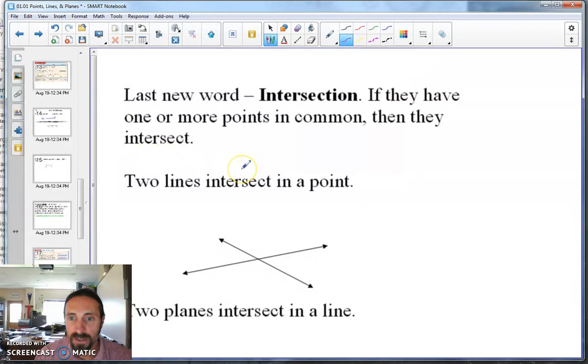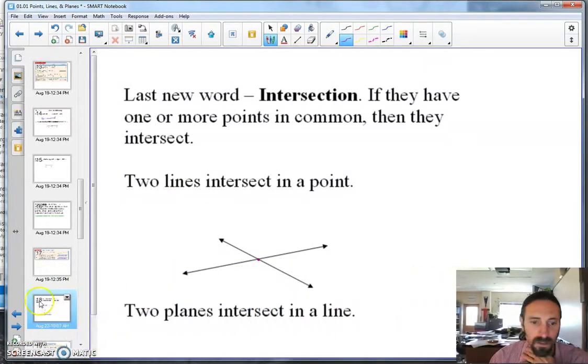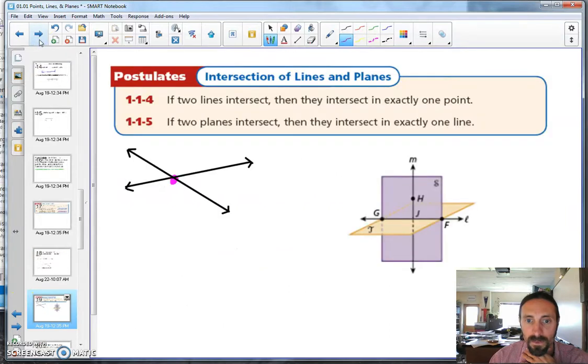Last new word we're going to talk about today is intersection. If they have one or more points in common, they intersect. Okay? So 2 lines intersect in a point right there. 2 planes intersect in a line, and I'll show you a picture of that over here. Let me move my face again. There we go. Okay, so these are the postulates.